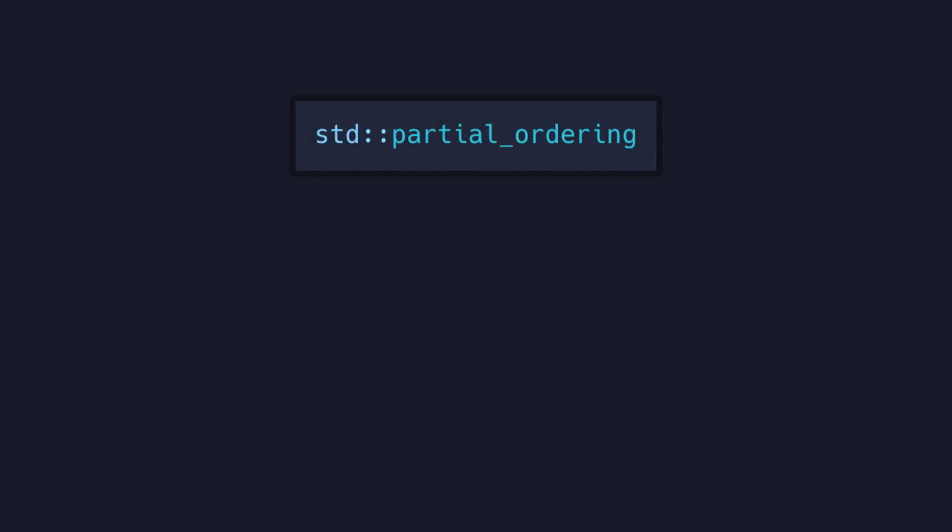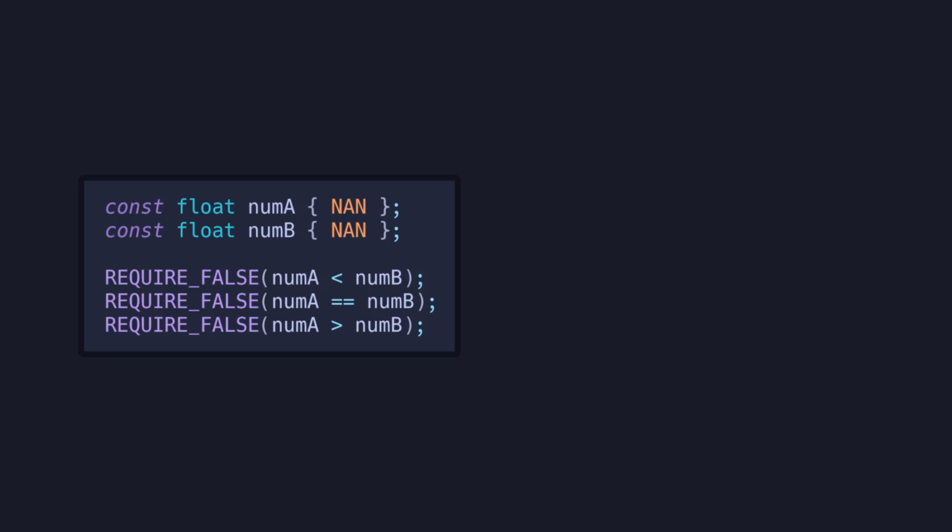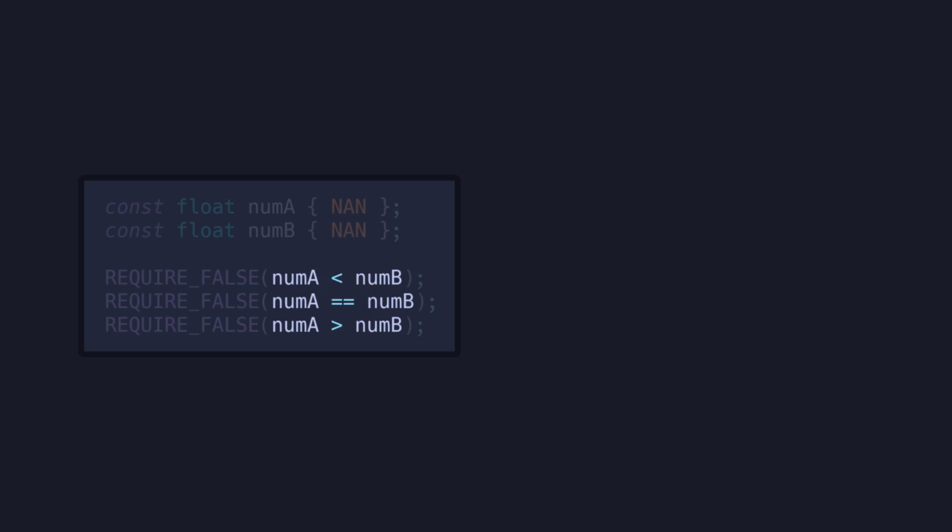The last type of ordering is the partial ordering. Just like the weak ordering, comparison salient state of equivalent values can be distinguishable. However, unlike the weak ordering and strong ordering, the data does not always have to be comparable. This means that the operators smaller than, equals, and greater than could all return false at the same time. A great example of this is a floating point number. All comparisons with a value of not a number will return false, even when compared with another not a number value.